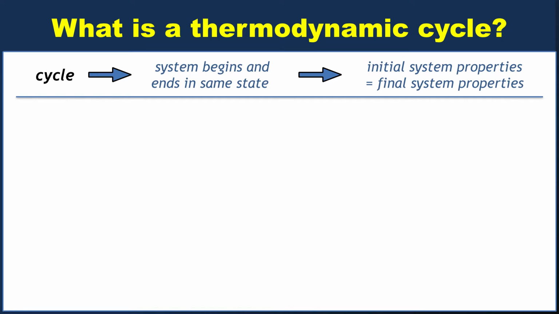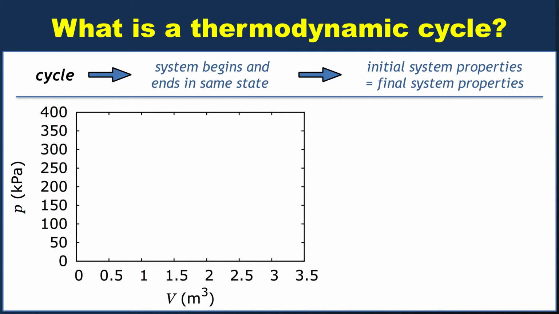We'll start by putting down a set of axes, and let's put down our first state, state 1. Well, state 1 has to be connected to state 2 by some process, so we'll pick something that looks like a polytropic process going to state 2. Then we'll go to state 3 this way via what looks like a constant volume process, and we'll end up back at state 1 going through a constant pressure process.